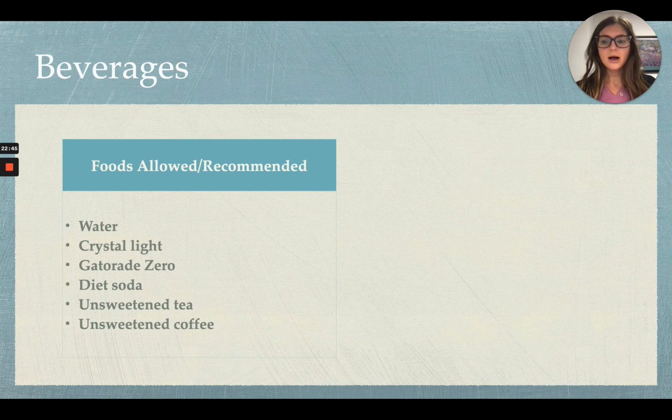Beverages. Water, Crystal Light, Gatorade Zero, any type of your diet drink such as diet soda, unsweetened tea, unsweetened coffee, these are all going to be allowed food items. Again, they're not going to be a source of concentrated sweets. Crystal Light is a great item to have if it is available. That way, if people do not necessarily enjoy drinking water, having Crystal Light available can help sweeten the water beverage, increase the consumption of fluid in water without having the effects of the sugar concentration within it.